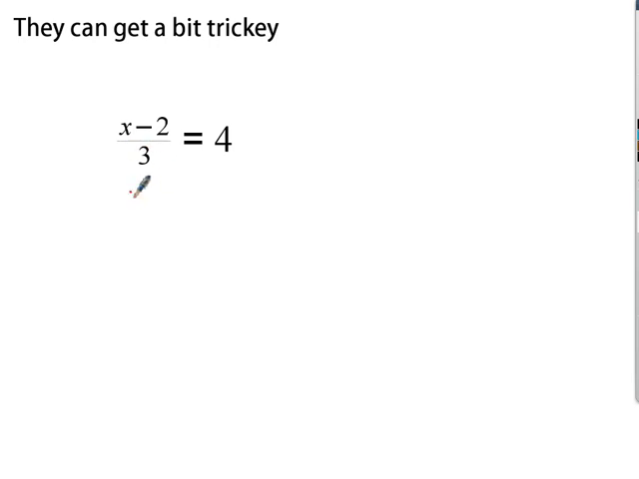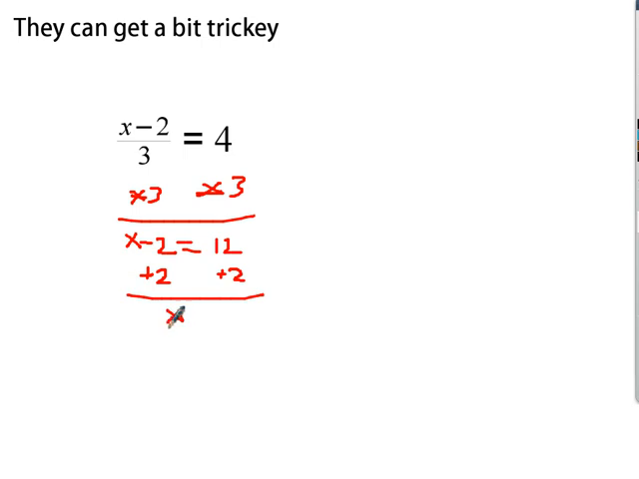The opposite of divide by 3 is times 3. I'm going to times 3 to both sides. So my divide by 3 and my times 3 cancel out, and all that's left is x minus 2, and that equals 4 times 3, which is 12. I've gone from one equation to another equation. x minus 2 equals 12. I need to now get rid of my minus 2 by adding 2. And I get x is equal to 12 plus 2, which is 14.